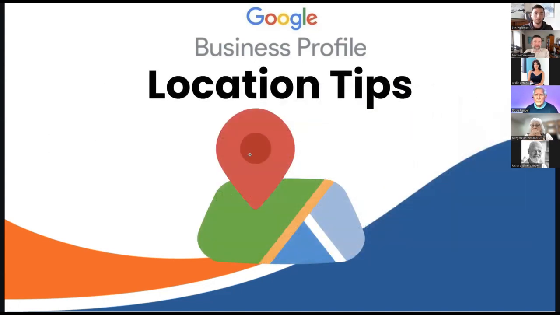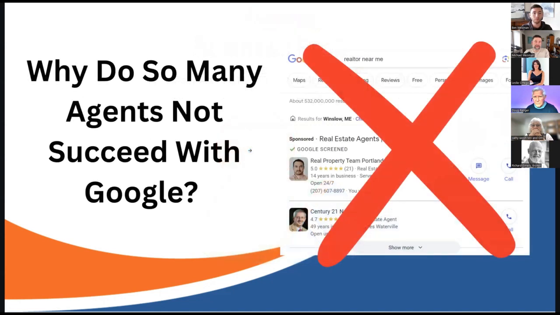Cool. All right. So this one we already covered, the location tips. So I'm going to go past that slide, but now answer this big question, right? And we're going to look at some of the most common mistakes we see being made. So again, just keep your learning hats on. We're going to try to fix some of the problems that you're having or point out where the pitfalls are and answer this question: why do so many agents not succeed with Google, right? We see it all the time.